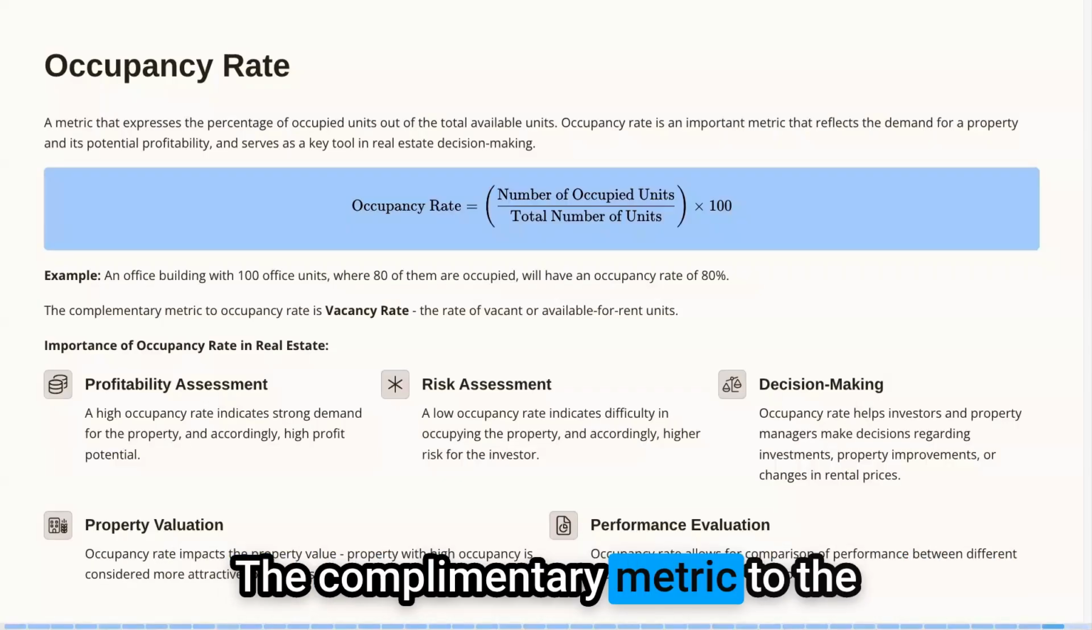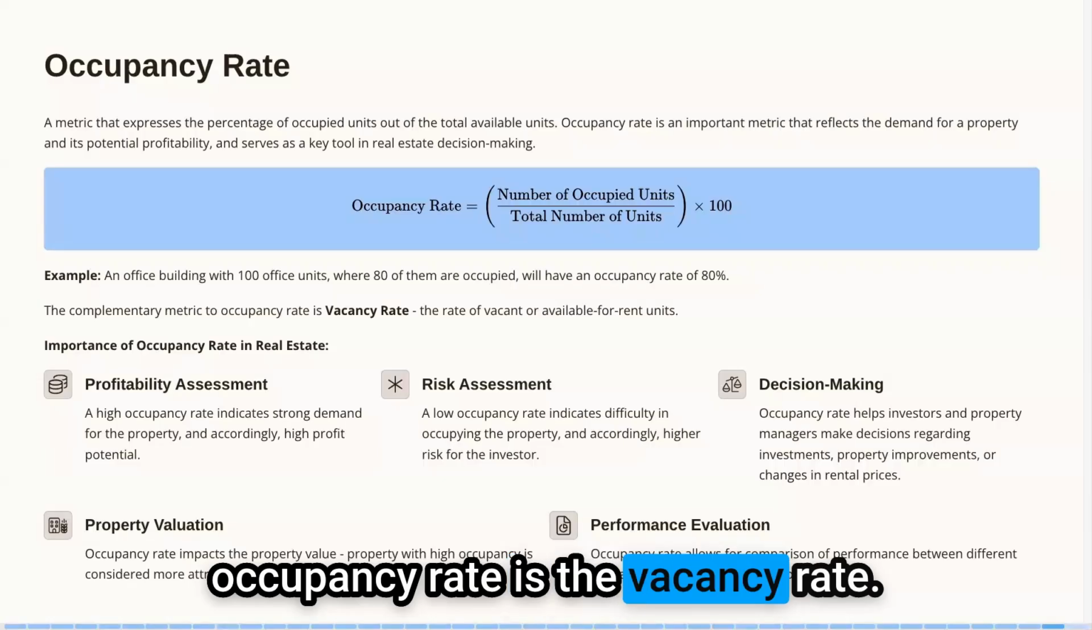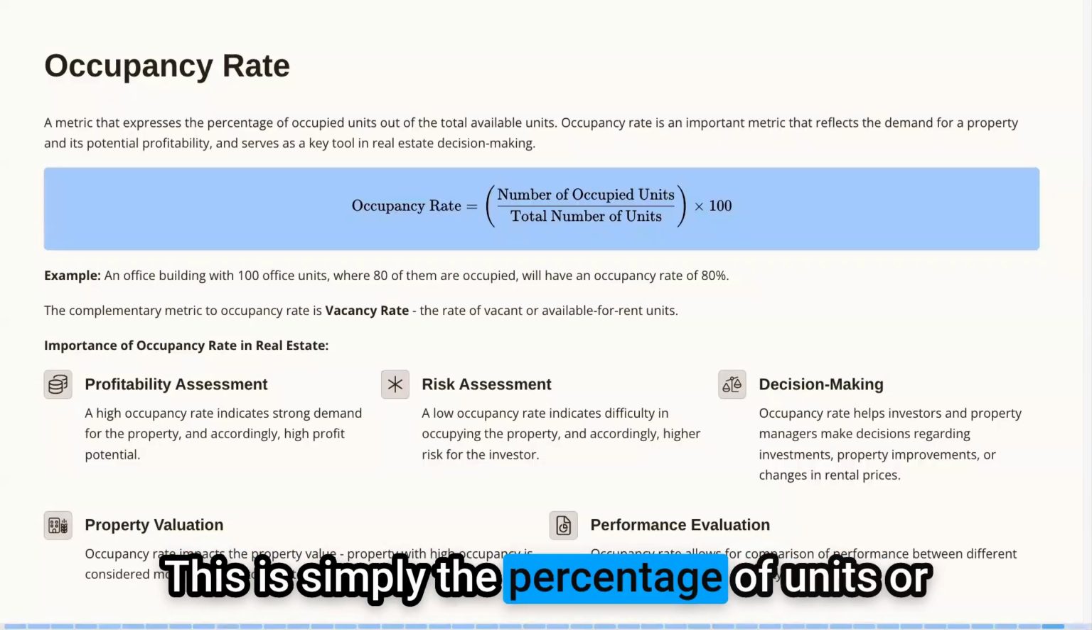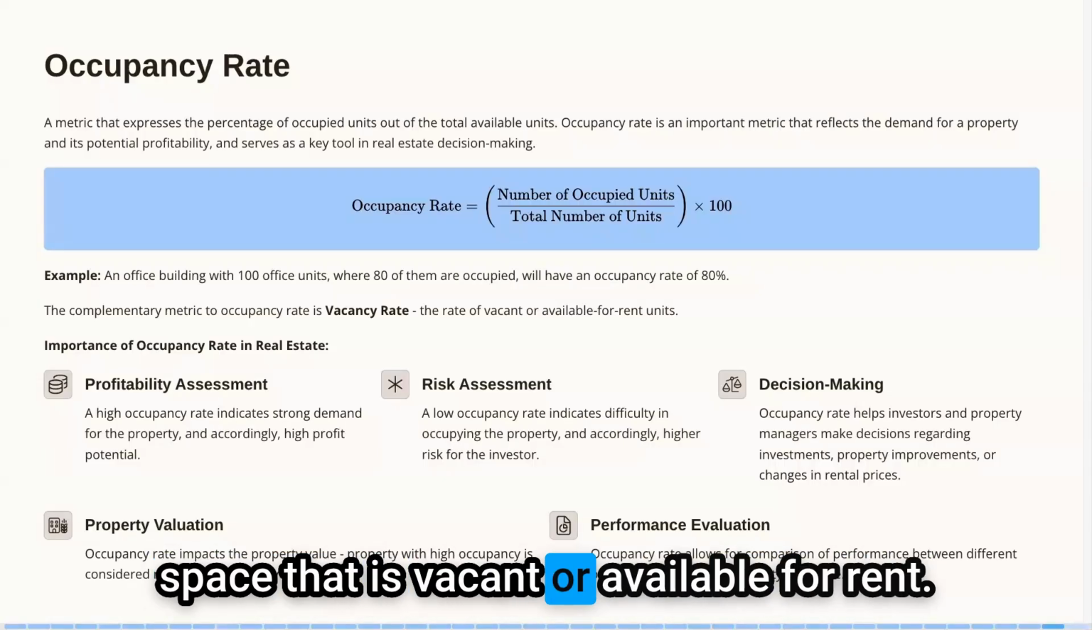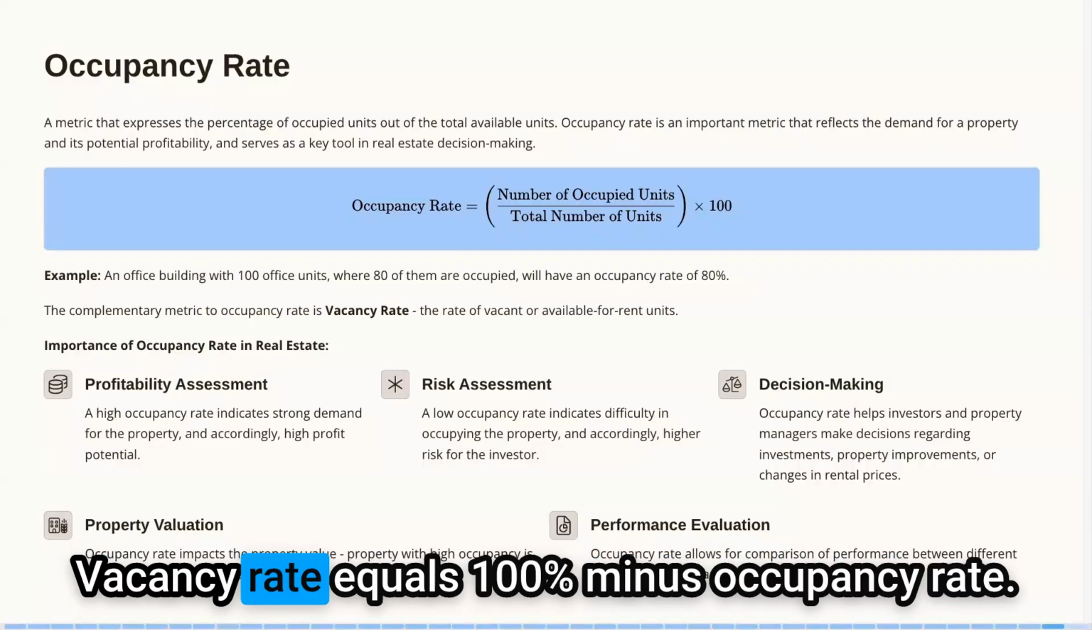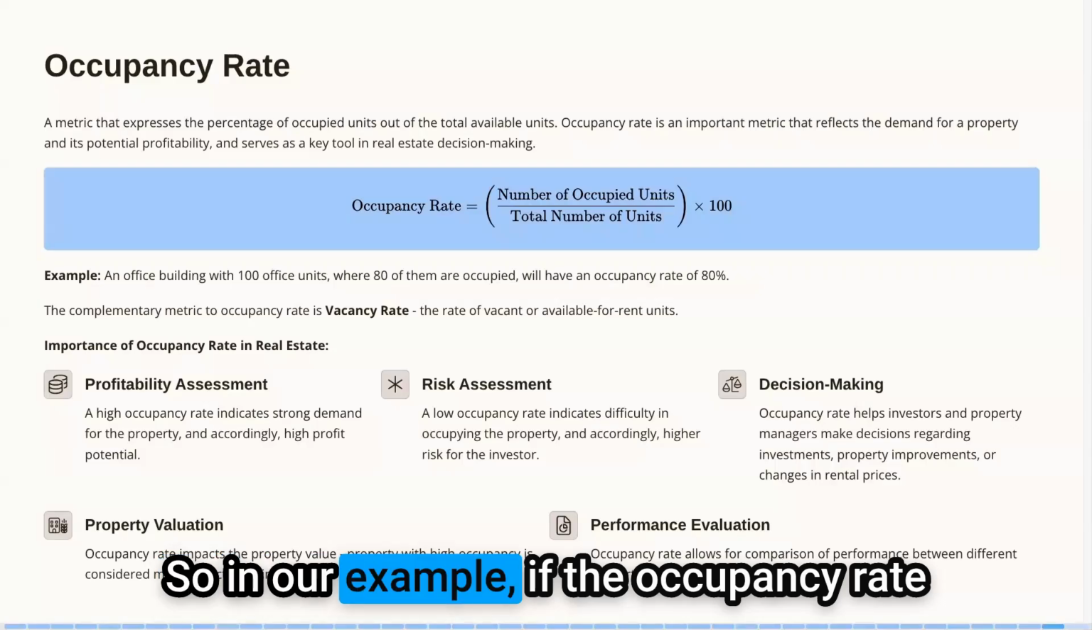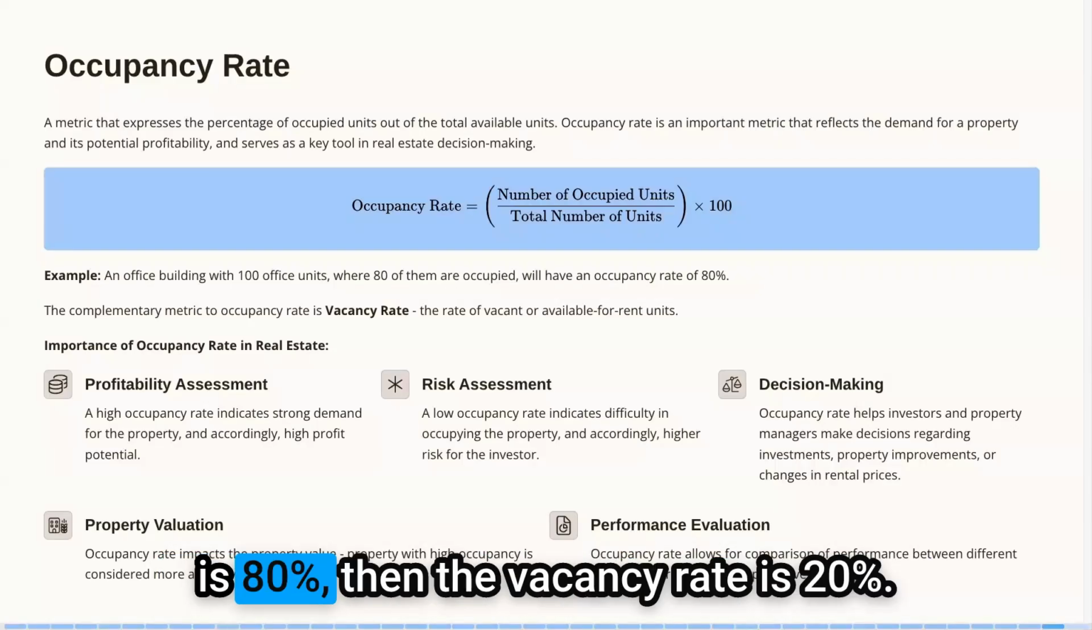The complementary metric to the occupancy rate is the vacancy rate. This is simply the percentage of units or space that is vacant or available for rent. Vacancy rate equals 100% minus occupancy rate. So in our example, if the occupancy rate is 80%, then the vacancy rate is 20%.